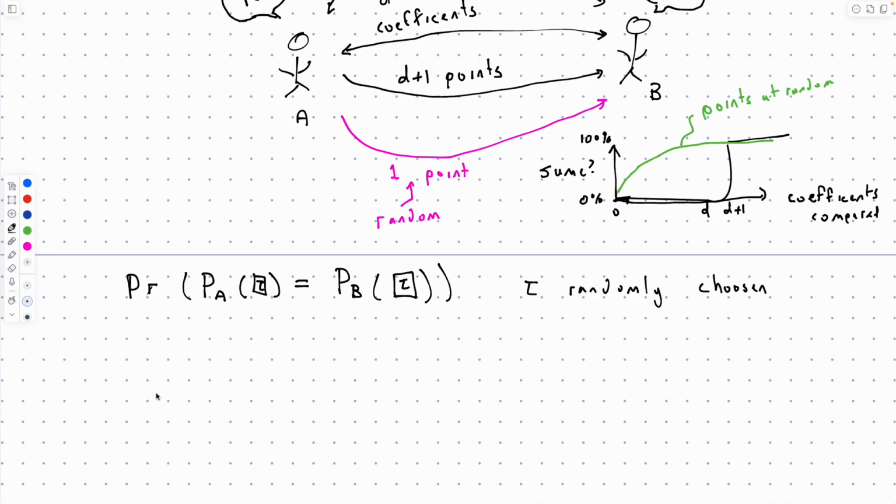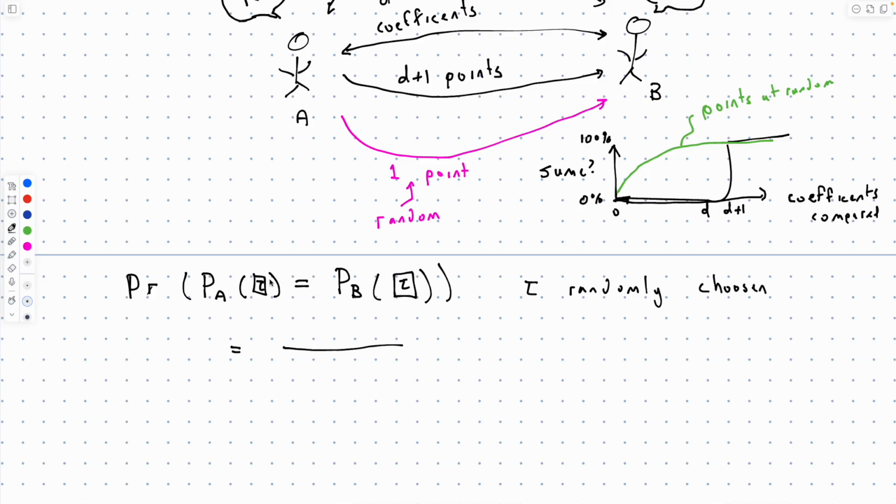Okay, what do we need to know about polynomials in order to compute this probability? A probability is going to look like the number of chances that it's the same, divided by the total number of chances. So we're going to have a numerator and a denominator. Let's talk about the numerator itself.